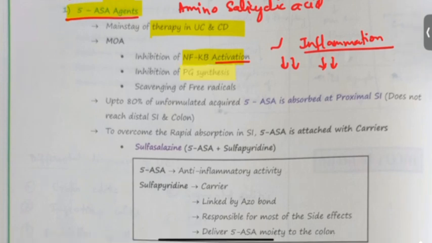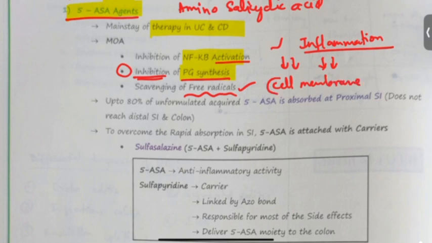Okay, similarly prostaglandins are also inflammatory mediators. So if we inhibit prostaglandin synthesis, there will be reduced inflammation. Similarly, free radicals will again damage the cell membrane and everything. So free radical scavenging should be done, and these 5-ASA, that is aminosalicylic acid, will act by these three mechanisms, thereby leading to inhibition of inflammation.